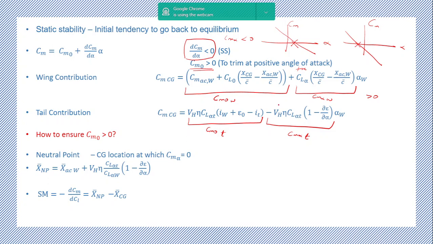Now let's come to the tail contribution. VH is the tail volume ratio. So VH, I think I've put it up in our next slide, but I'll just write it here. What was VH? Does anyone remember? Tail, horizontal tail volume ratio. So what was the formula? We had used this in a couple of numericals.